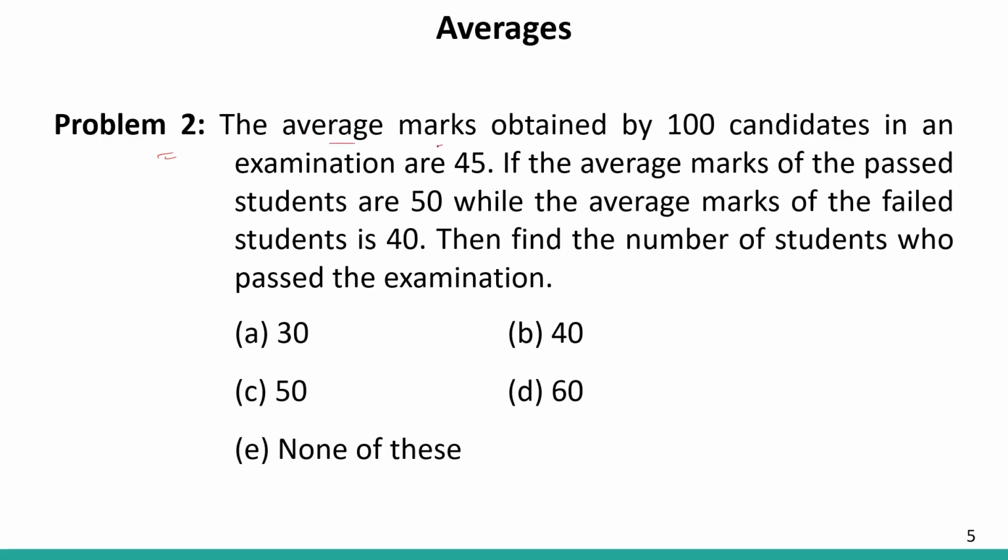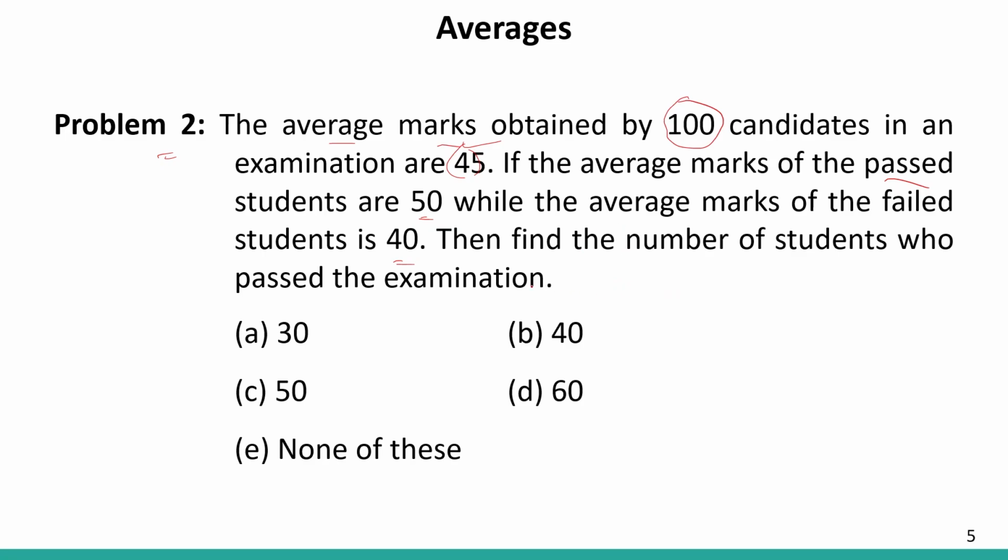The average marks obtained by 100 candidates in an examination is 45. The average marks of the passed students are 50, while the average marks of the failed students is 40. Then find the number of students who passed the exam and who failed the exam.